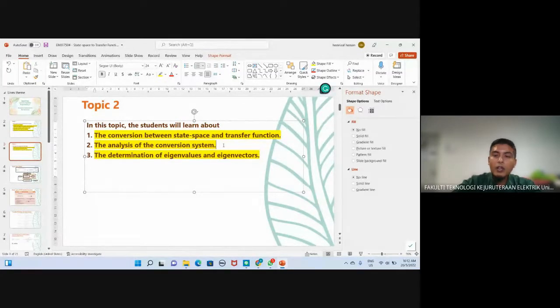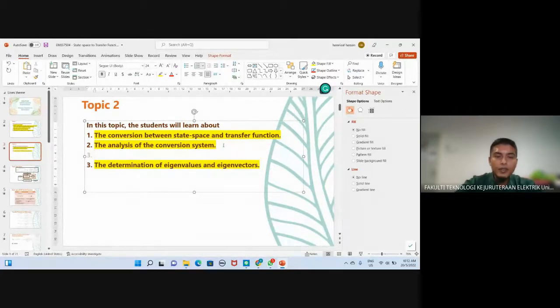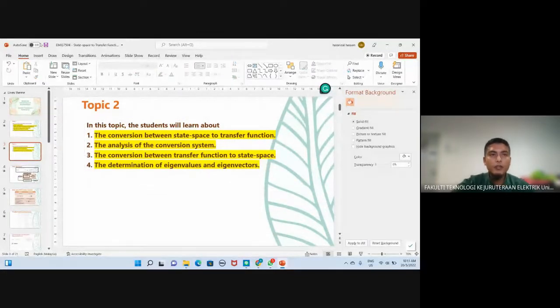Okay, and then I need to add some more. The conversion between transfer function to... okay, so I change it to 2. Right. So done.